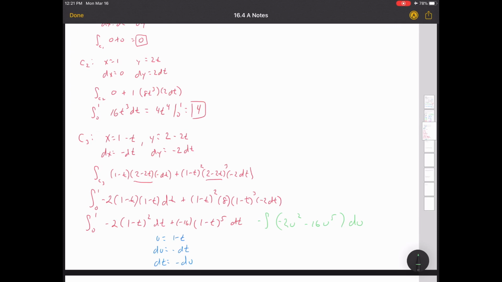If I plug 0 in, we're going to get 1. If I plug 1 in, we're going to get 0. So hopefully you can see now why I want to get rid of that negative out in the front there and flip these bounds over. That's probably going to be the easiest thing to do. So we're going to flip the bounds and make this an integral from 0 to 1 of negative 2u squared minus 16u to the 5th du.